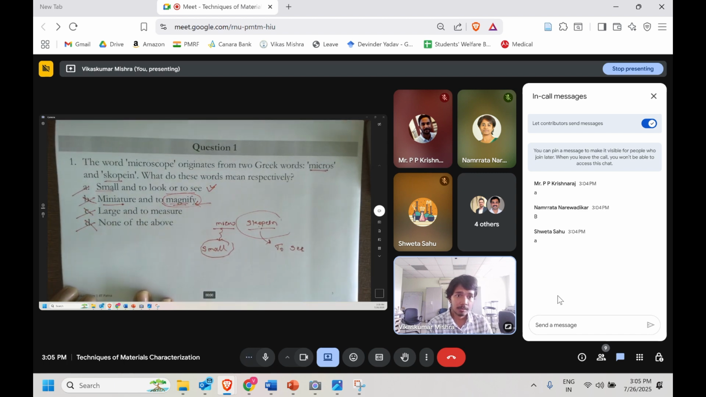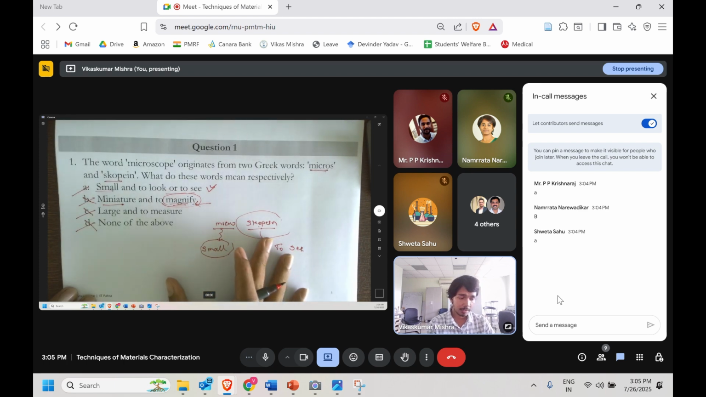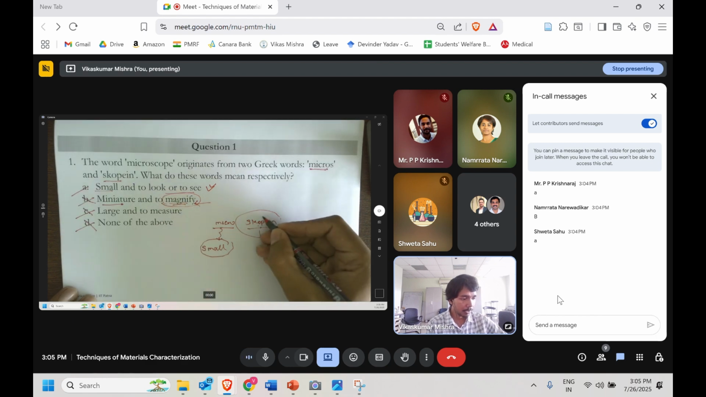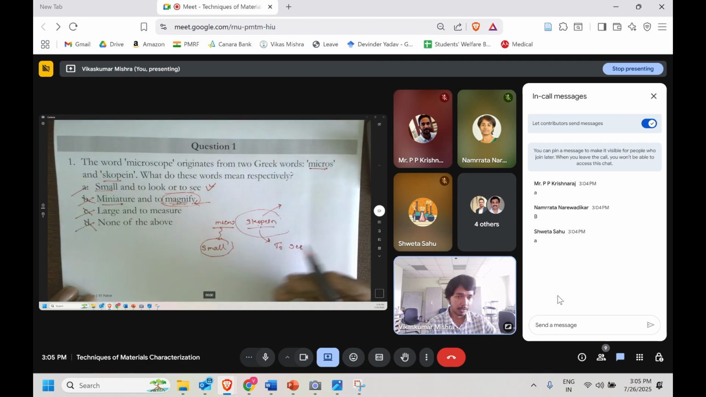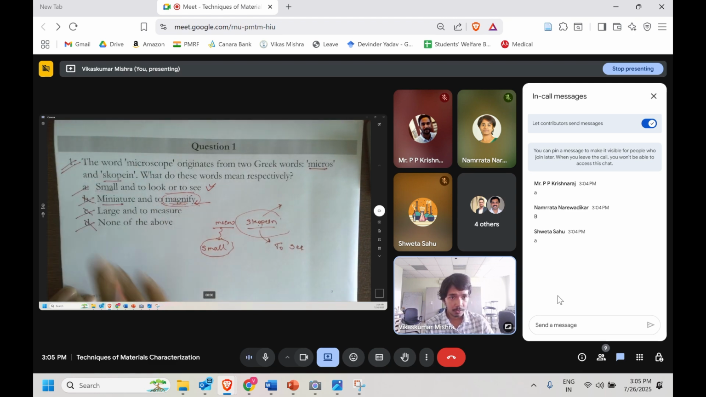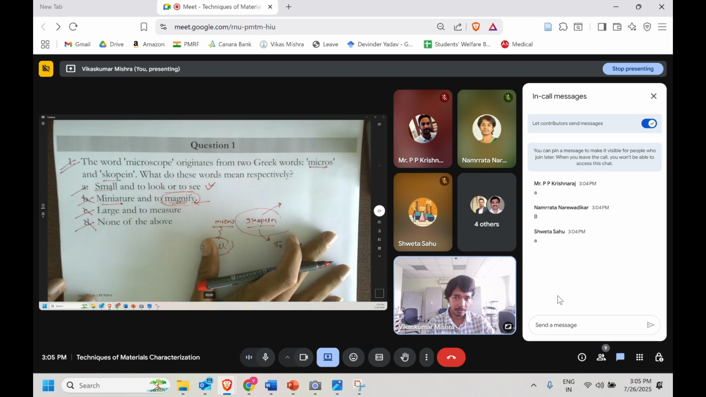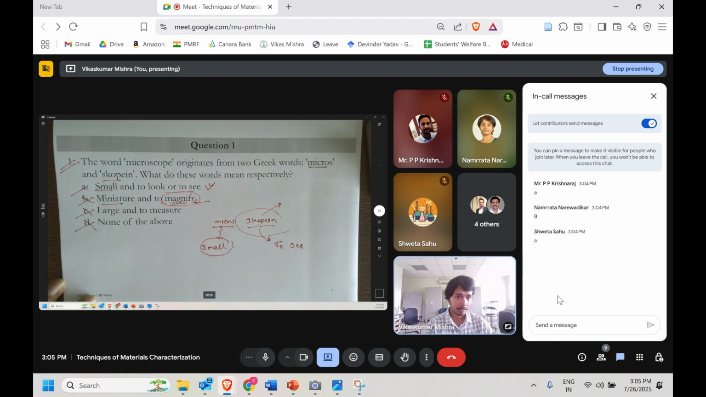Okay, so Namrata has said that it's option B. So we got to know why option B is not correct, because the word scopian means a scope, that is, to see, to visualize. Okay, so with that we have solved question number 1. If any doubt, let me know. If not, let's move to the next question, question number 2.